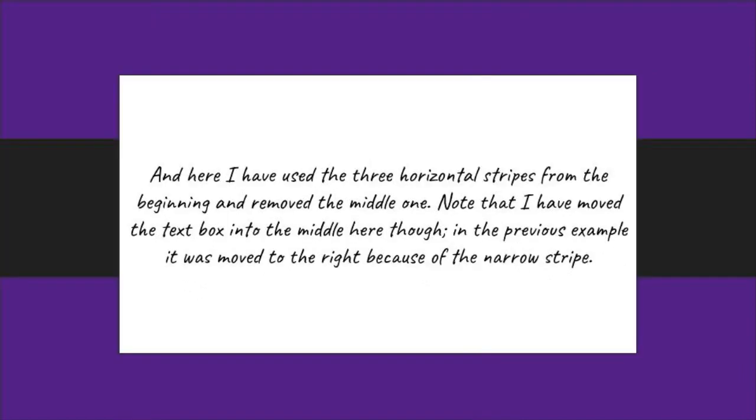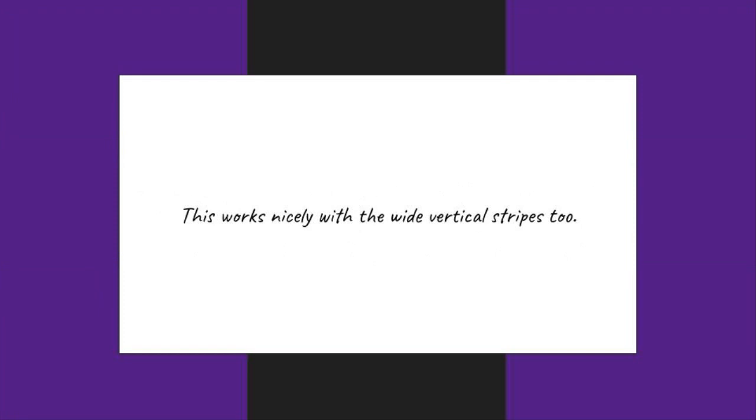And here I have used the 3 horizontal stripes from the beginning and removed the middle one. Note that I have moved the text box into the middle here though. In the previous example it was moved to the right because of the narrow stripe. This works nicely with the wide vertical stripes too.